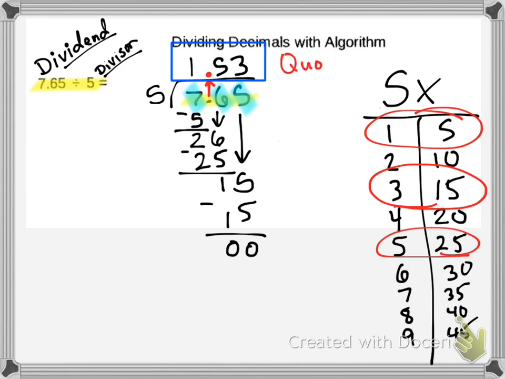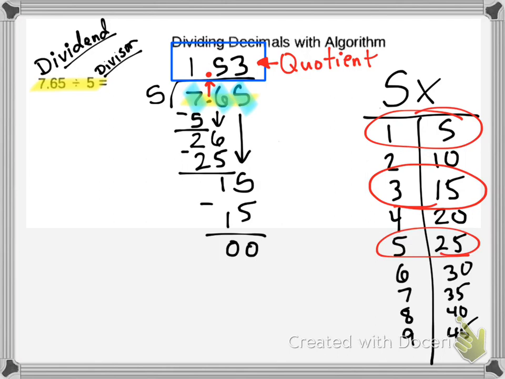Okay, we're going to label this as our quotient because it's important for you to know the vocabulary words for each part of the division. So notice that the first number that is being divided, that's the 7 and 65 hundredths. The 5 is your divisor, that's what's doing the division, and then the answer is the quotient.